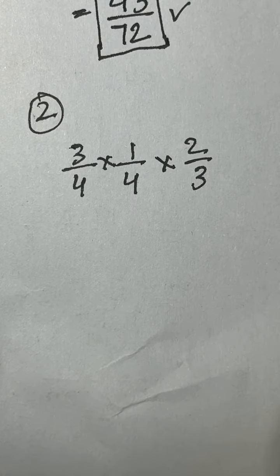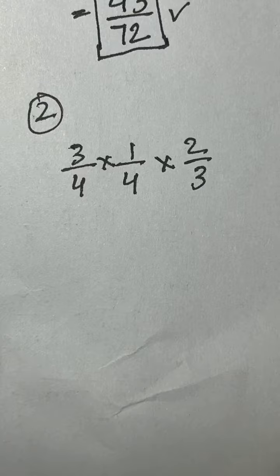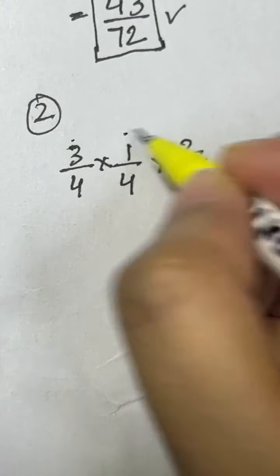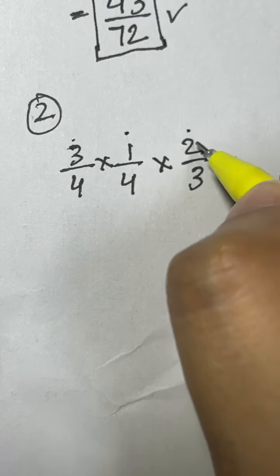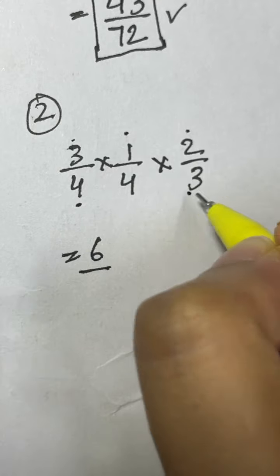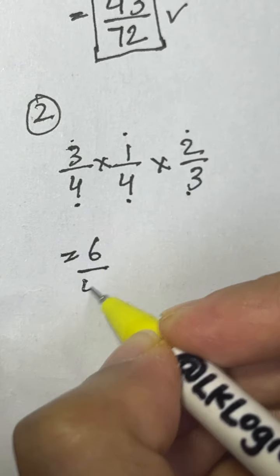Okay, you can do the same question in two ways. The first way is you can multiply all the three of them. 1, 2, 3. 3 times 1 is 3. 3 times 2 is 6. Write down 6. 4 times 3 is 12. 12 times 4 is 48.